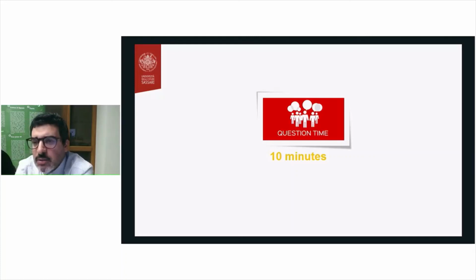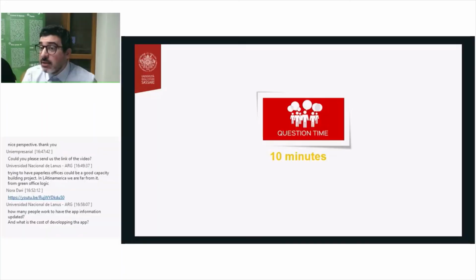So it is a very cost-effective tool, as long as you have someone in the administration who is skilled in this kind of activity. But again, the important thing is that this is an example of how effective the personal involvement of people can be, and the motivation of people when you allow them to also develop their own projects.